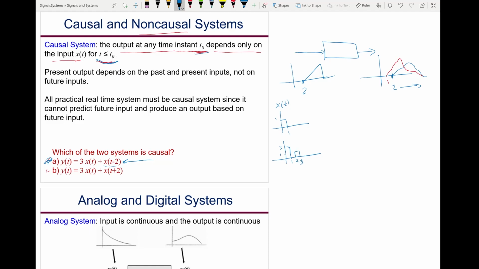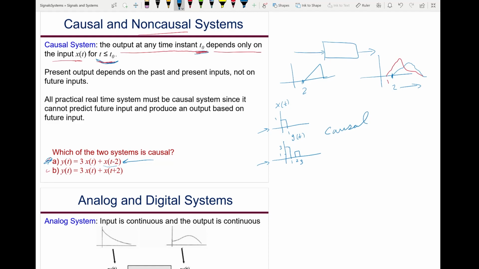So that's y of t. When I compare the input to the output, the input hit the system at t equals 0. Your output happened at t equals 0. It didn't start earlier. Then this system is causal.